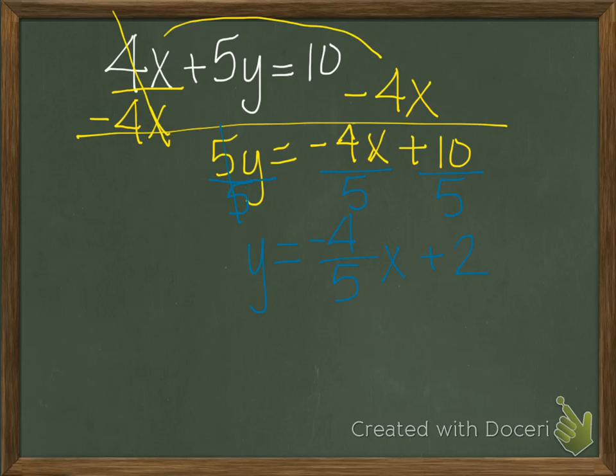So in this case, my slope is 4/5, so m equals 4/5. That is going to tell me how to move on the graph, and my y-intercept is my positive 2. That is going to tell me where to begin on my graph.